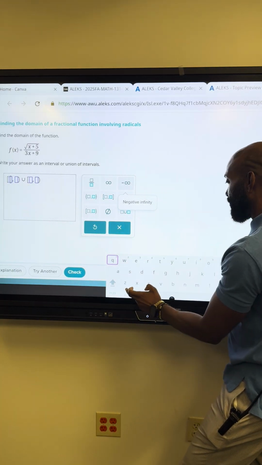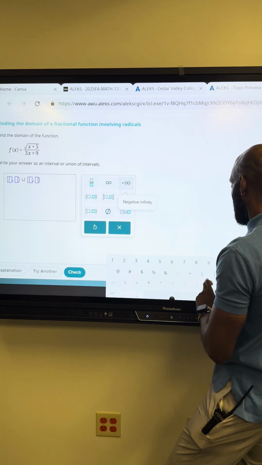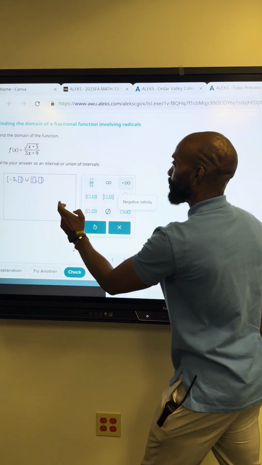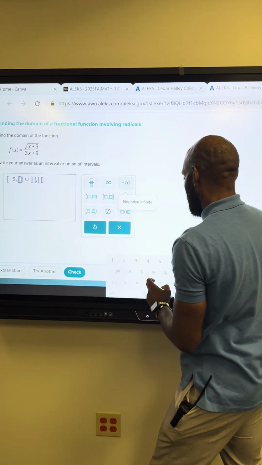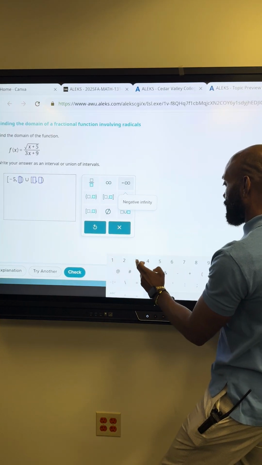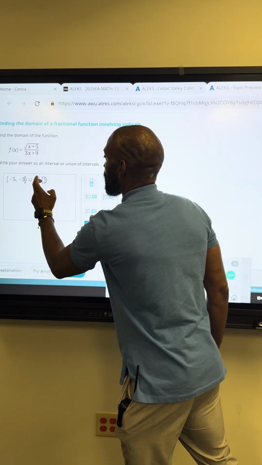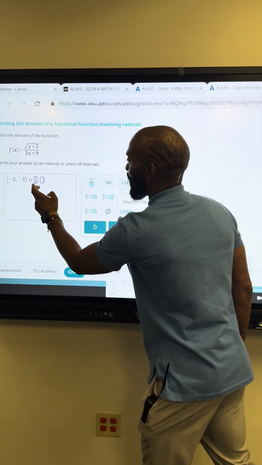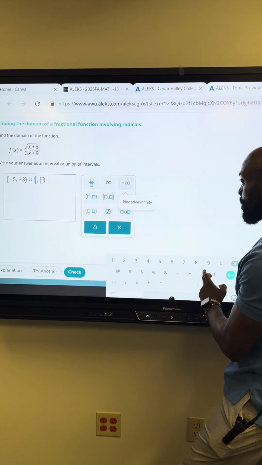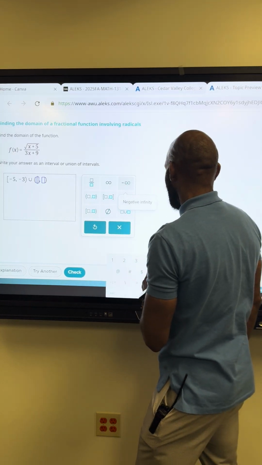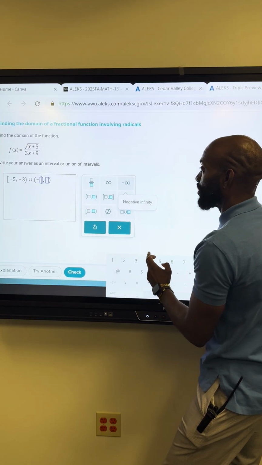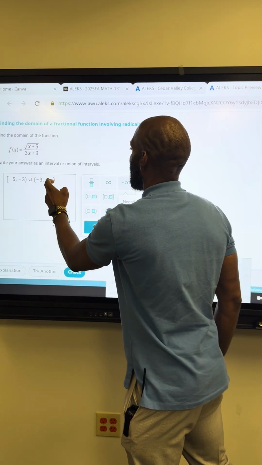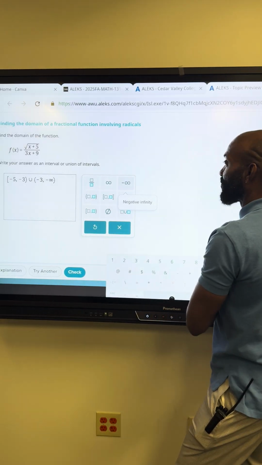So we got -5, and we got a -3. And then whatever we stop with, we need to start with, but I need to get rid of, you see I have a bracket here, but I need a parentheses. So we need to start with a parentheses. I'm gonna have -3, and we went all the way to infinity. Not negative infinity, we need a positive infinity.